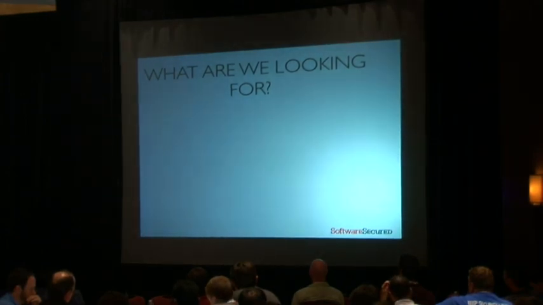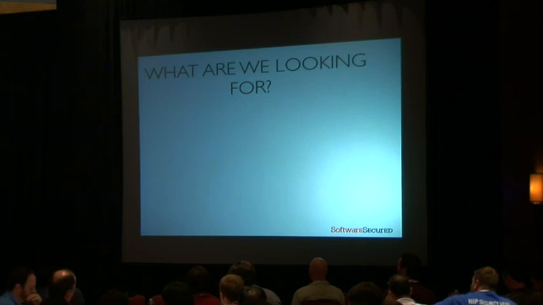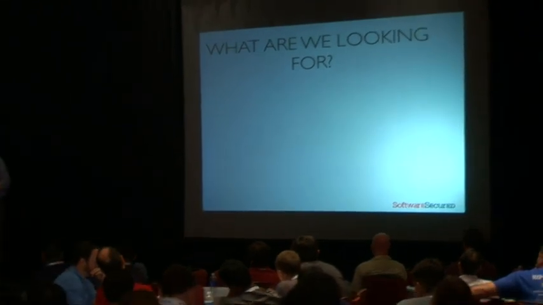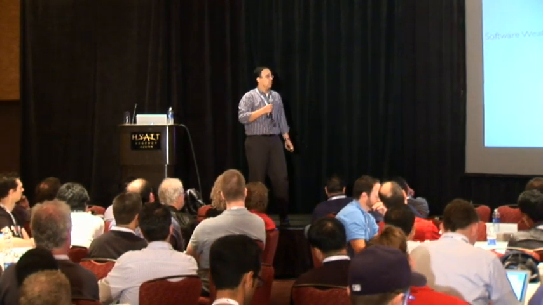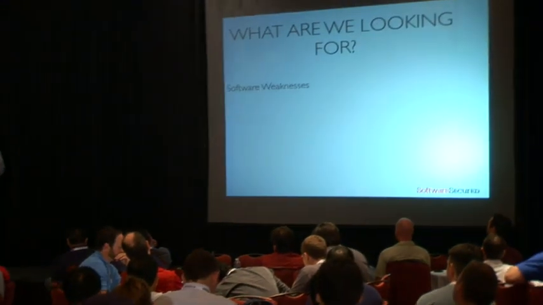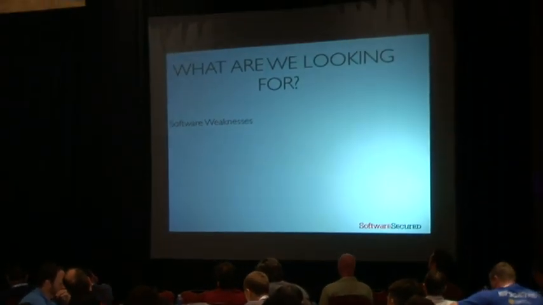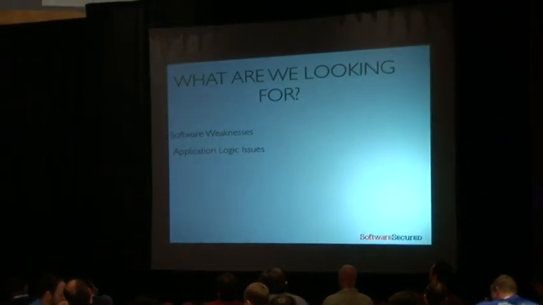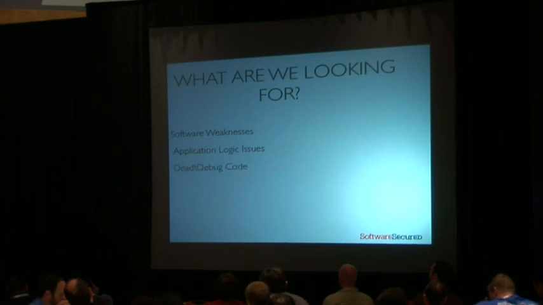So what do we do in order to prevent attackers from finding those small holes in the application walls? Security code review is a process that looks for software weaknesses, things like SQL injections, cross-site scripting, cross-site request forgery, insecure authentication, authorization, all those software weaknesses. It looks for application logic issues, as we said, dead and debug code.